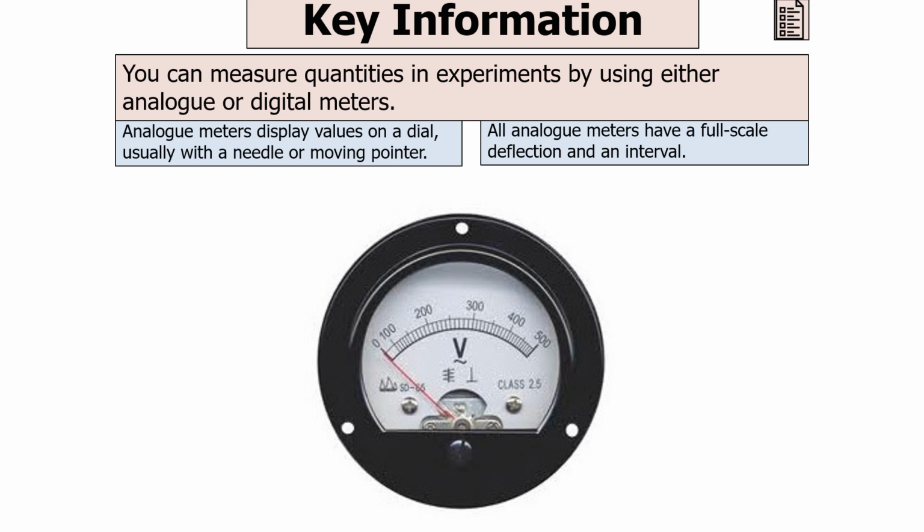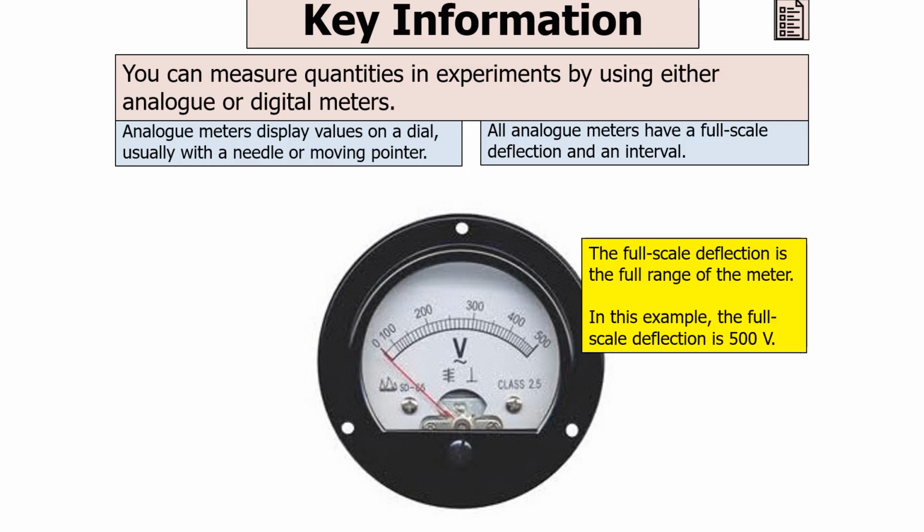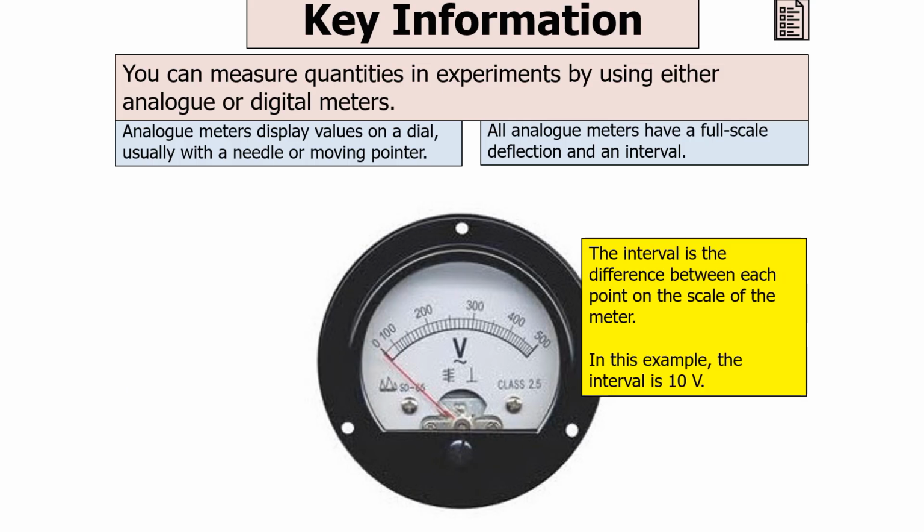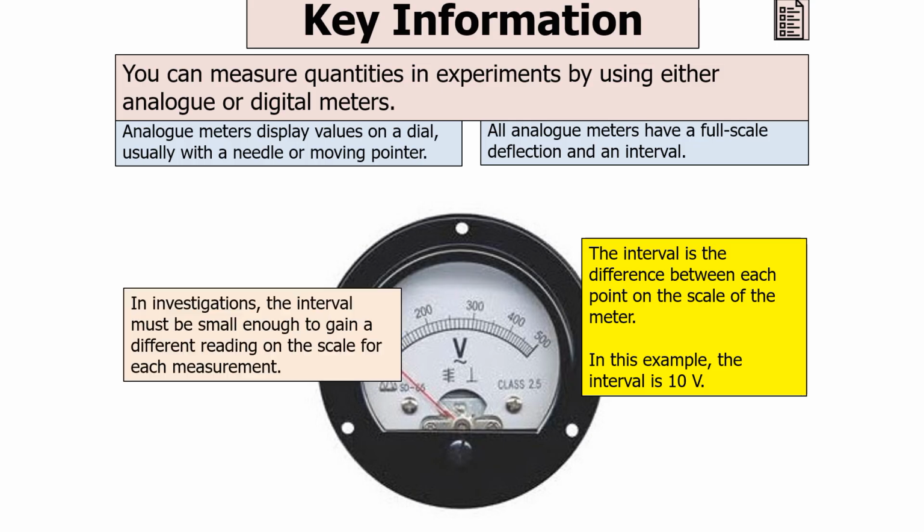Now, analog meters will display values on a dial, usually with a needle and a moving pointer. Therefore, all analog meters will have a full scale deflection and an interval. So the full scale deflection is the full range of the meter. So in this example, the full scale deflection is 500 volts. Now in investigations, you must ensure that the full scale deflection on your analog meter is large enough to record all results in your investigation. The interval on your analog meter is the difference between each point on the scale of the meter. So in this example, the interval is 10 volts. Again, in investigations, the interval must be small enough to gain a different reading on the scale for each measurement.